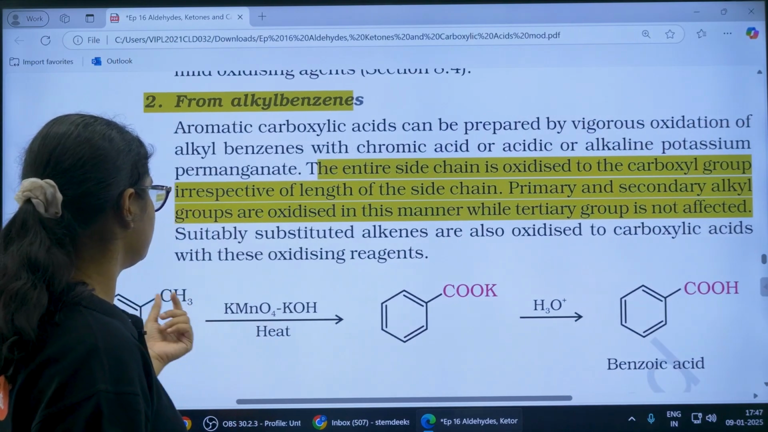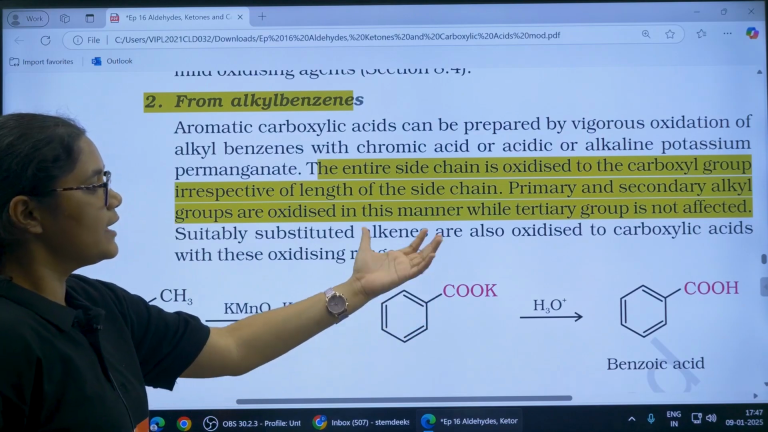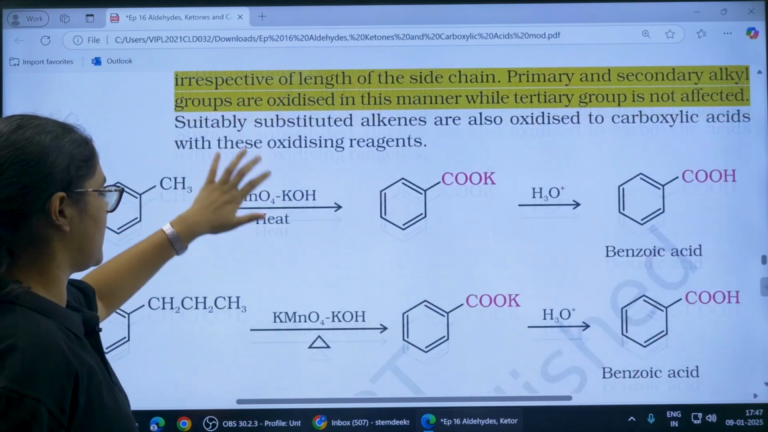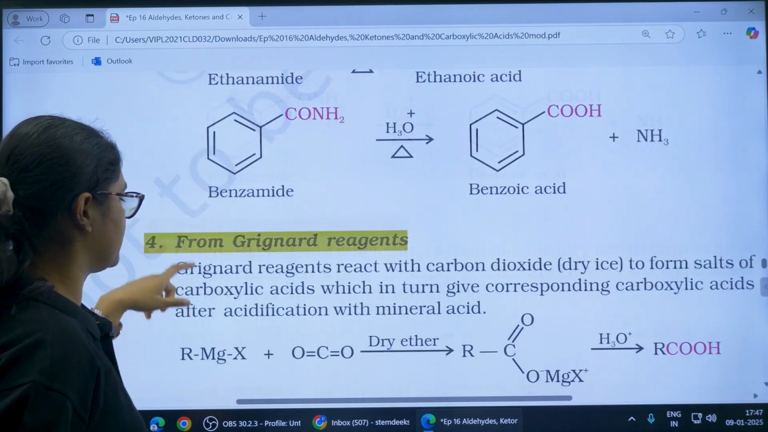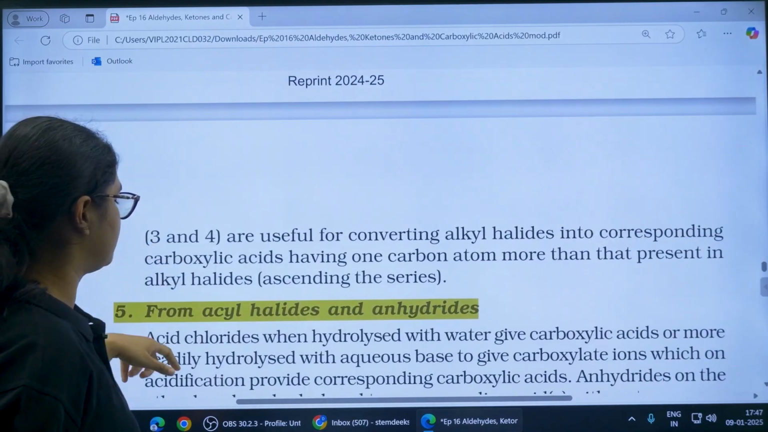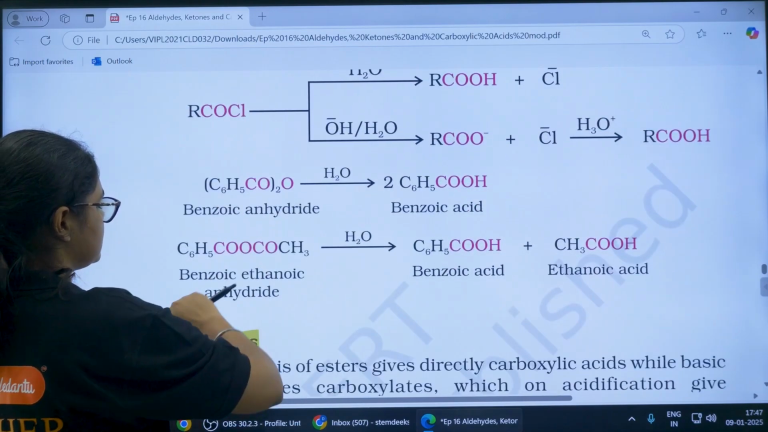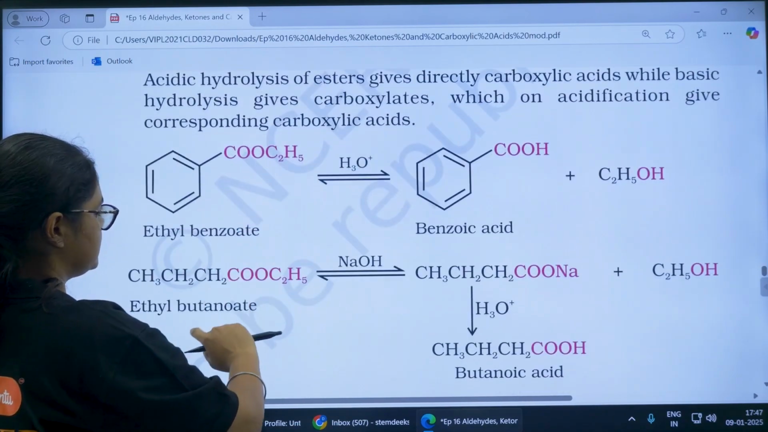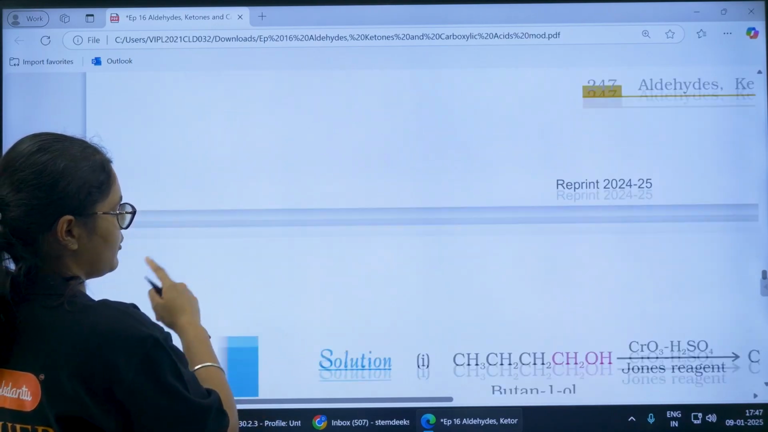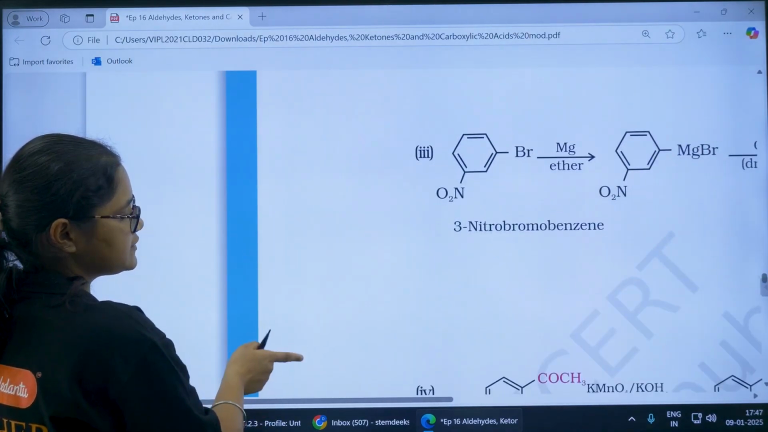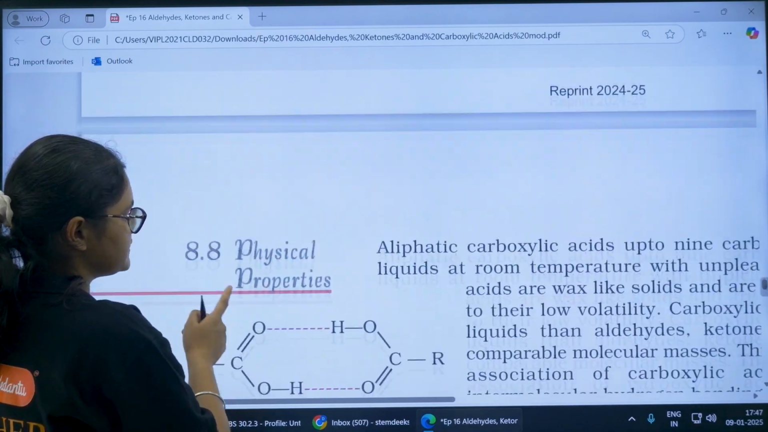Here you should be saying that if this side chain is primary or secondary, it will get converted to acid, but if it is tertiary, it won't undergo oxidation. Then from nitriles and amides, from Grignard reagent, how the preparation will take place, from acyl halides and anhydrides. So all these mechanisms or reactions are there, from esters. Then do these conversion questions, important ones. In-text, all questions, please solve them. Now here also nothing much important or different I'll tell.